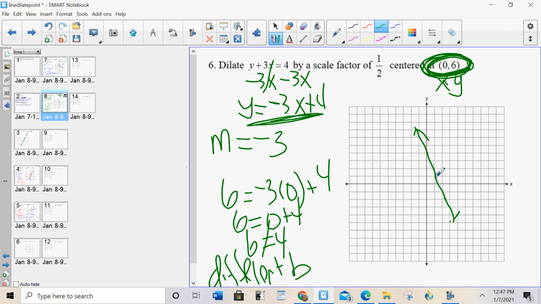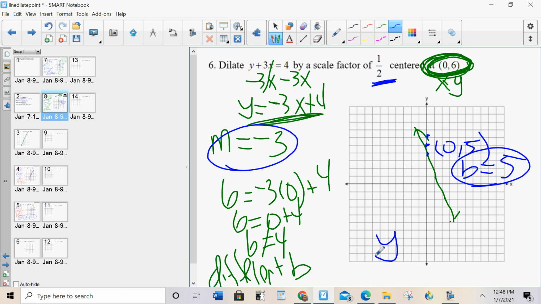Kind of hard to write in this thing. And the center is 0, 6. So I'm going to pick this point. It's 2 down to get to that point. So if the scale factor is a half, I'm doing half of 2 down, which would be this point, which is the y-intercept, which is 0, 5. So the y-intercept is 5. The slope is negative 3. Y equals negative 3x plus 5.